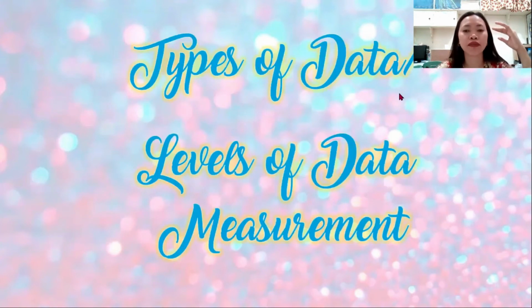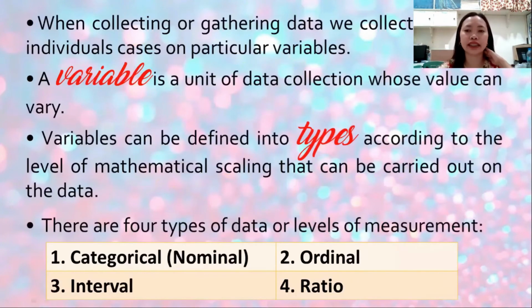Now let's proceed to the types of data or the levels of data measurement. When collecting or gathering data, we collect from individual cases on particular variables. A variable is a unit of data collection whose value can vary. Variables can be defined into types according to the level of mathematical scaling that can be carried out on the data. So what are these 4 types of data or levels of measurement? We keep on hearing them actually. From time to time, from our basic statistics, we have heard them already. Now, I believe this is just a review for all of us because this is the basic of statistics.